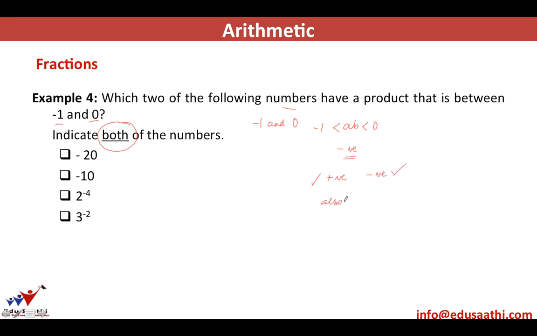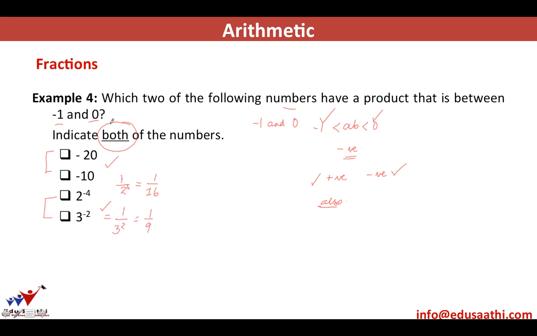Also, if I look at it, the product is between 0 and minus 1. So that means it is a fractional value, which, if I look at the magnitude, has to be less than 1. So if I look at it, these two numbers which are given to me are negative, these two numbers which are given to me are positive. So it has to be one of these numbers and one of these numbers. Now if I look at 2 raised to power minus 4, if I just convert it into the fractional part, it will be 1 over 2 raised to power 4, which will be 1 over 16. 3 raised to power minus 2 will be 1 over 3 square, which is 1 by 9.